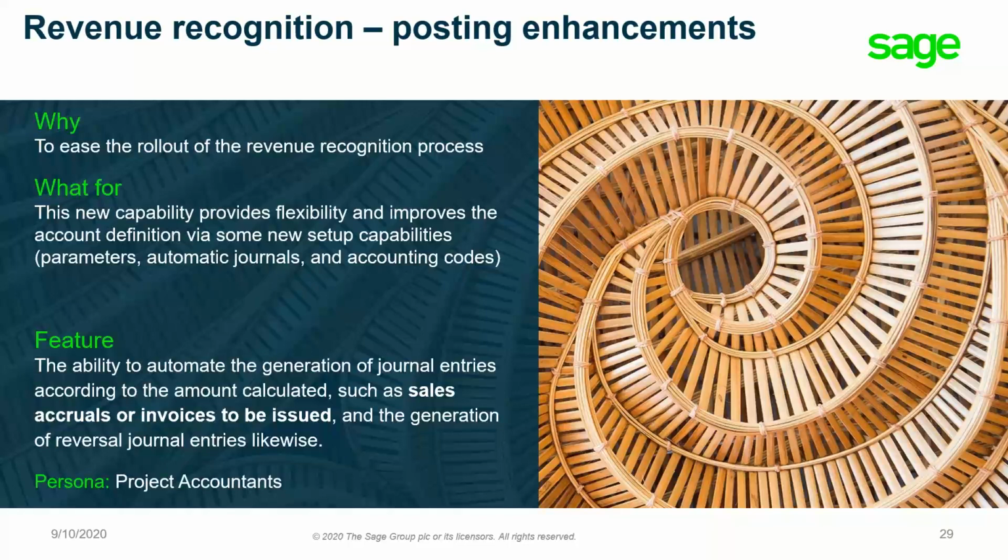Then when the system generates journal entries of your revenue recognition, the system will be based on this new setup to generate the writings for you. So it's more flexible than before. This capability also allows you to manage the accrual, which is sales accruals or invoices to be issued, and also the generation of the reversal journal entries. So our target persona this time is, of course, project accountants.